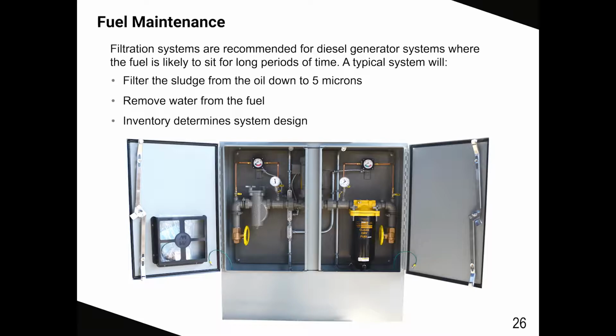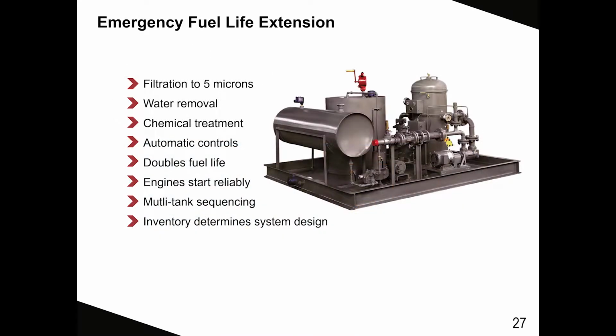This is a typical fuel oil maintenance system. These are standard designs capable of filtering up to 2 20,000-gallon tanks. A typical system will filter the sludge from oil down to 5 microns, remove water from the fuel, and a self-contained leak detection and alarm. Large custom skidded filtration systems used in systems of multiple tanks includes filtration to 5 microns, water removal, chemical treatment, automatic PLC controls for sequencing multiple tanks.